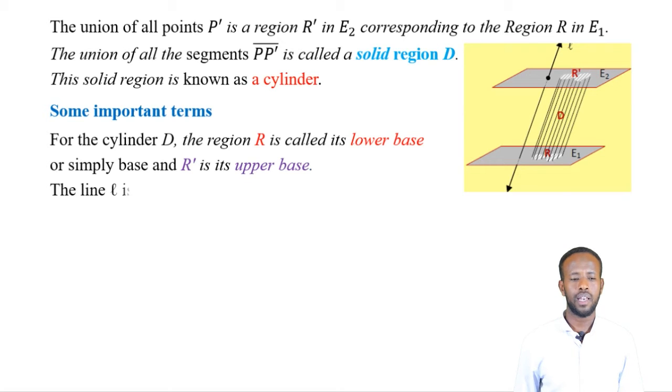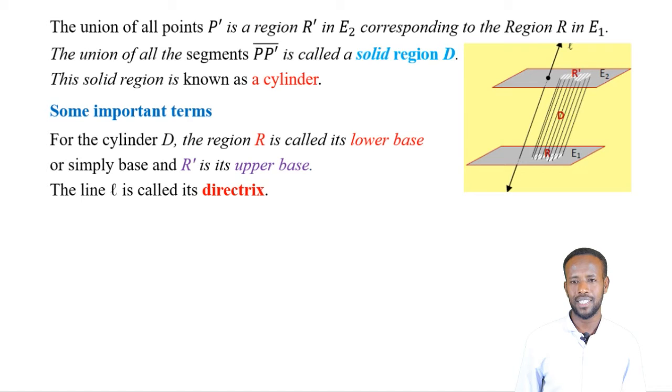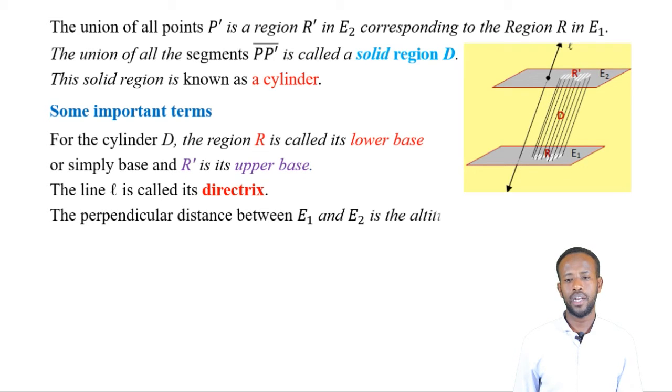Okay. The line L is called directrix. The line that is joining the two planes is called what? Directrix. Okay. The perpendicular distance between E1 and E2 is called altitude. Altitude of the D, that means the cylinder. So the distance from where to where? From the plane E1 to the plane E2, particularly the perpendicular distance. We will call it altitude.